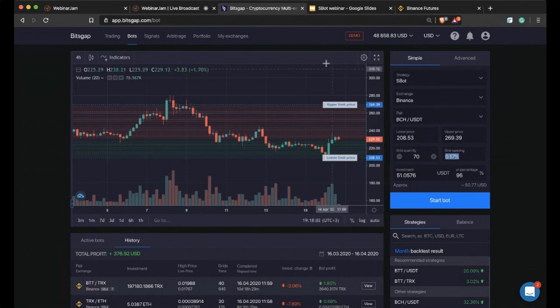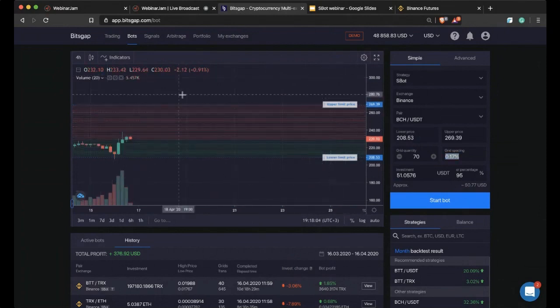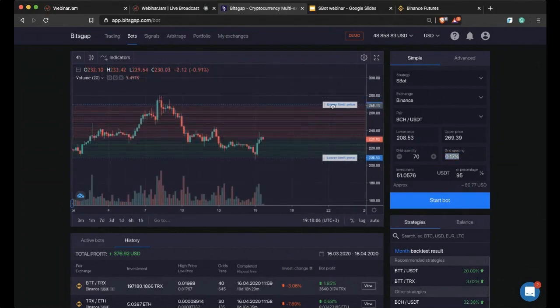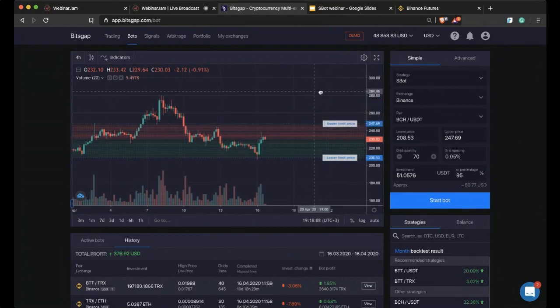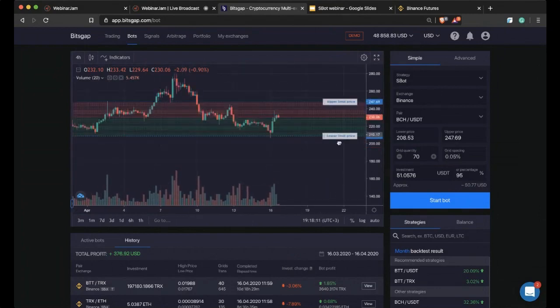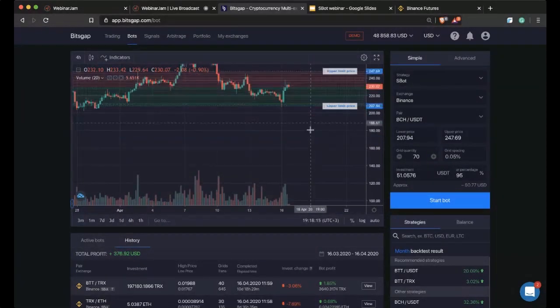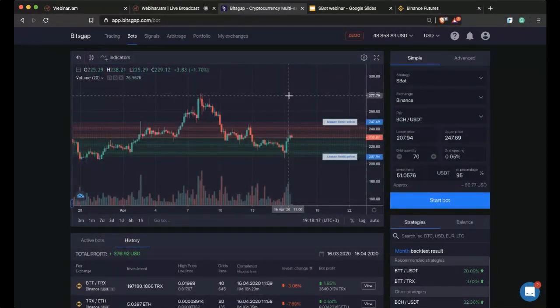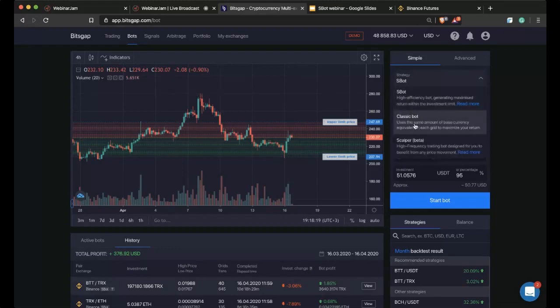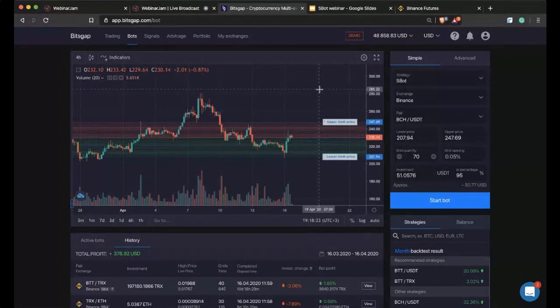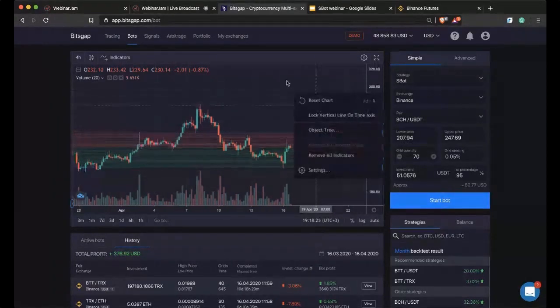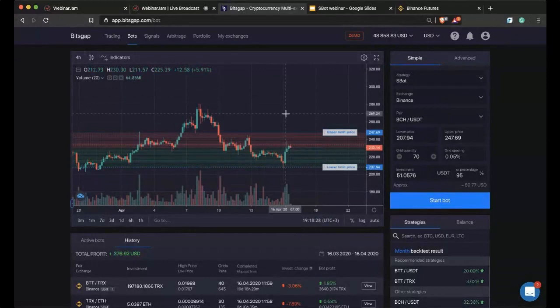What else can I do? I can make my sell zone narrow. I can make my buy zone wider. But the idea is that the grid bot, the S bot, the classic bot, and scalper are designed, they are optimal for the sideways market and for the uptrend market. But I will show you examples a little bit later.